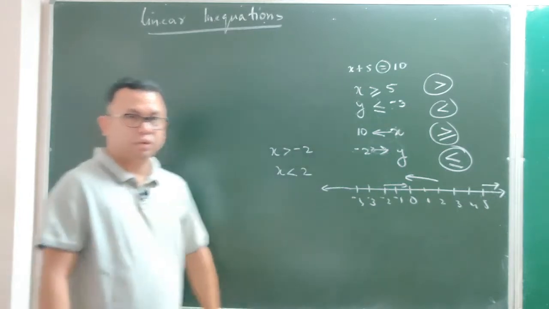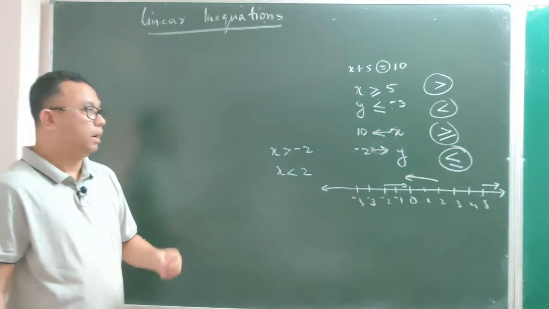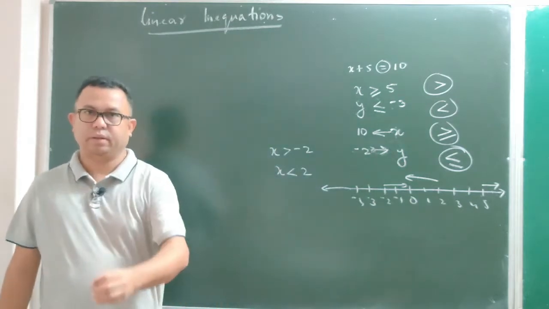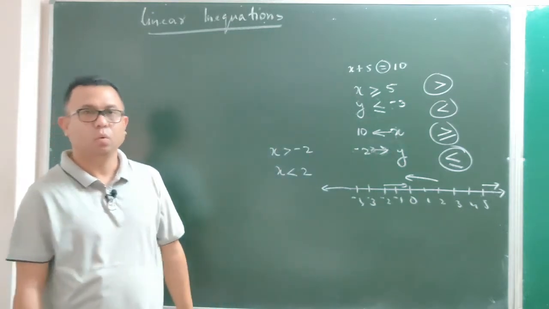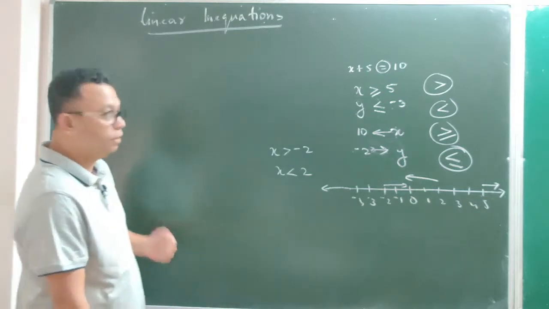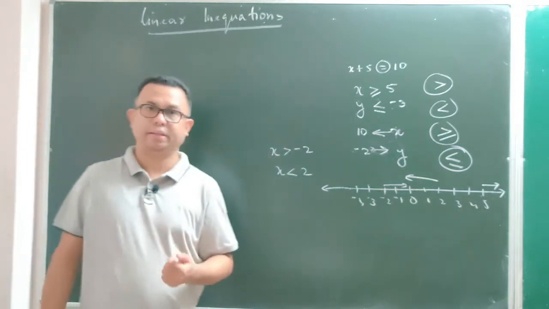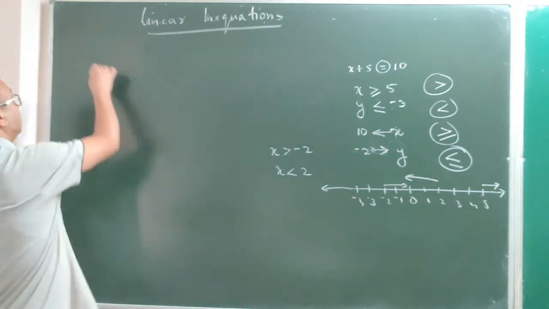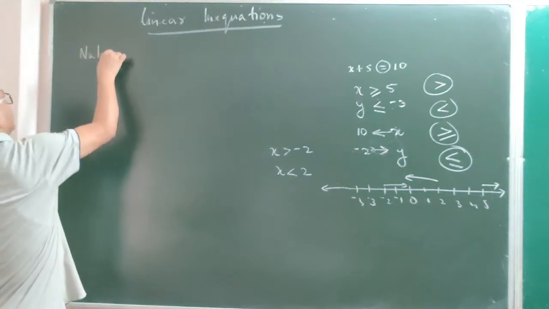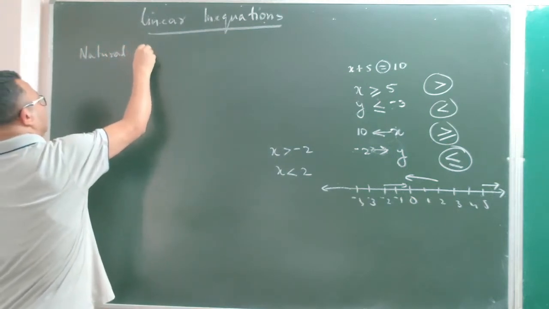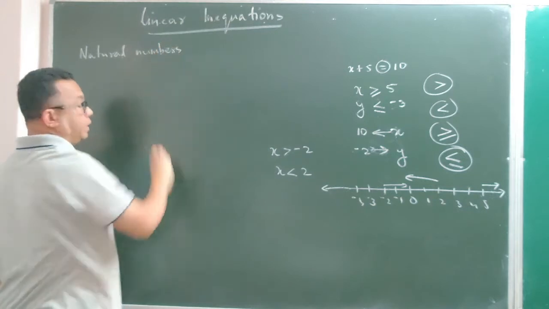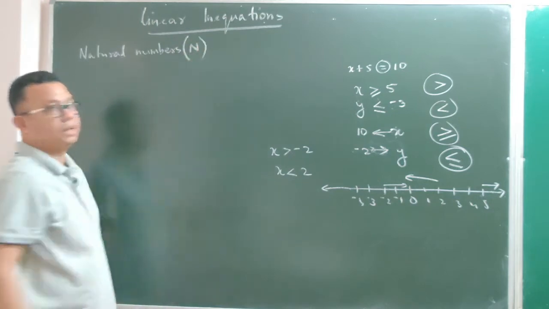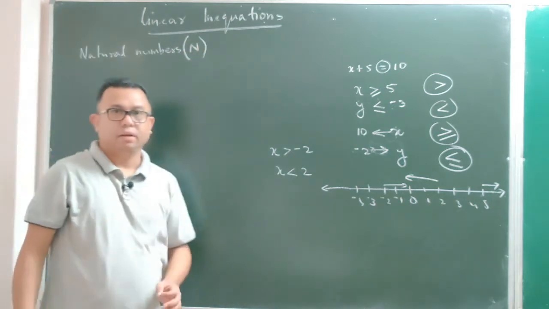Now, before I start with the inequation, you all should know the meaning of real numbers, natural numbers, whole numbers, integers. Even though you know it, I don't want to take any chances, so as a revision, let's see what these numbers are. I'm first starting with natural numbers. Natural number is represented by the symbol N. So whenever you see this capital N, you have to understand it as natural numbers. Natural numbers are counting numbers.